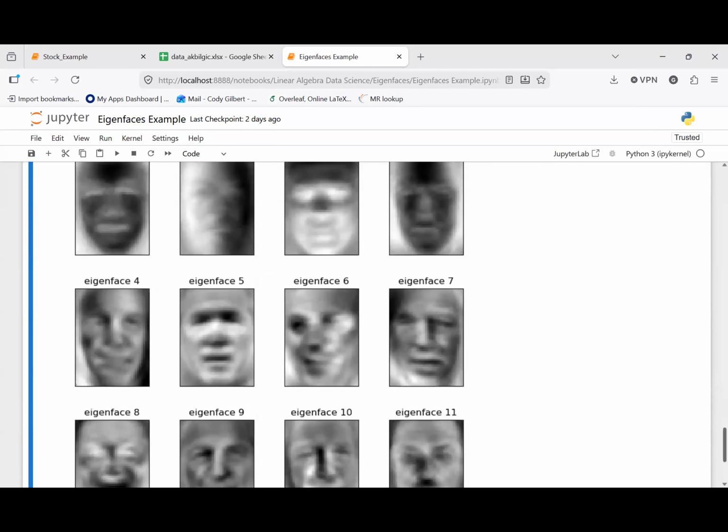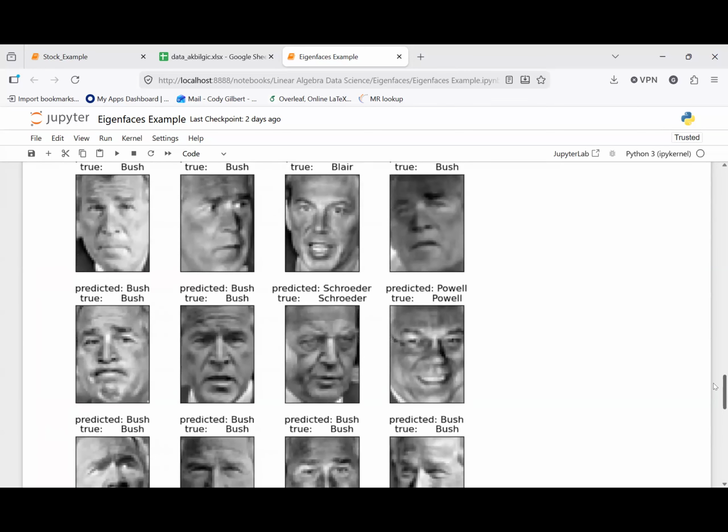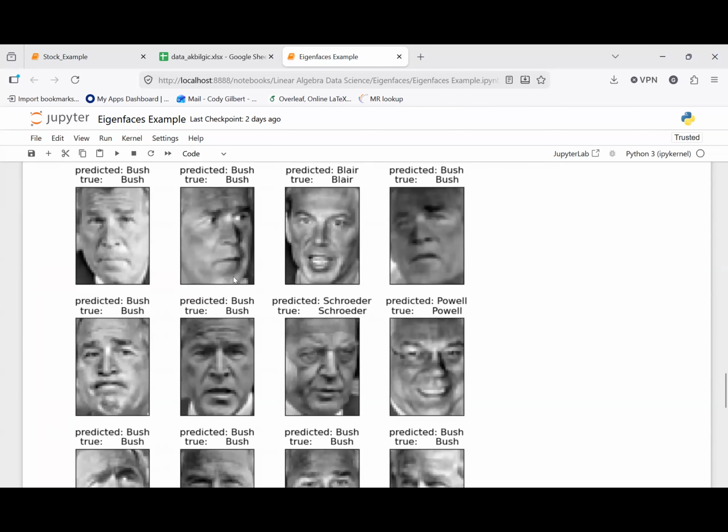But from this, it's able to determine who these people are pretty much, right? So if you look at what it's doing, it looks at this image and predicts that it's going to be Bush, and it ended up being true. Same for these other images as well. So a picture of Tony Blair.